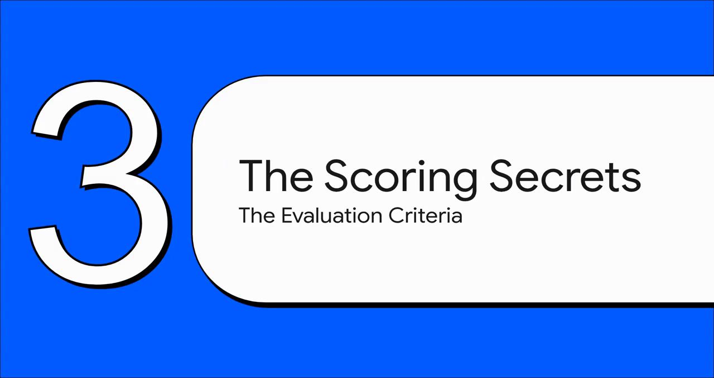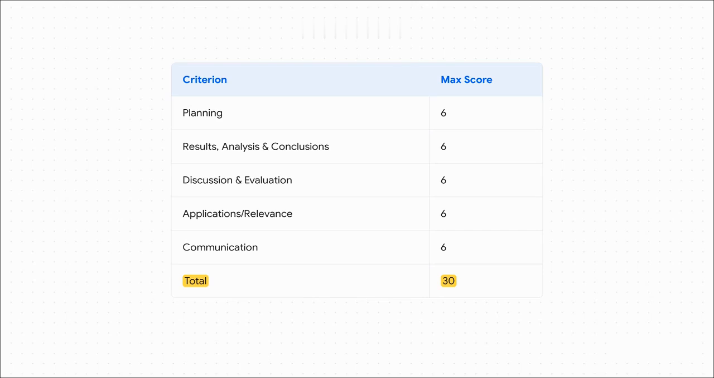Okay, this part is huge. How is all this work actually graded? Seriously, understanding the scoring criteria is like getting the answers to the test before you even start. So your whole IA is scored out of 30 points. But here's the real secret. It's spread out evenly across 5 different criteria. This means your planning and how you communicate your ideas are worth just as much as your raw data. You could have perfect data, but if your discussion is weak, your score is going to suffer. The name of the game here is balance. Balance across every single section.